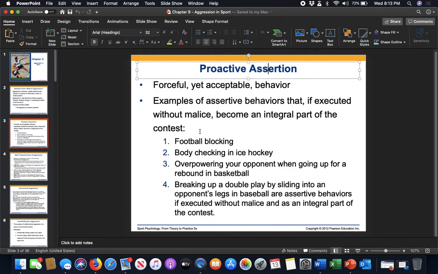So looking here, what do we see? Football blocking. Of course, it's an acceptable part of the game. A body check in ice hockey is an acceptable part of the game. Now, if that check is used with the stick and you have a cross check, that's a whole different thing. It can be body on body. Overpowering your opponent when going up for a rebound. When you come up for a rebound and your elbows are out, if you're not aggressively swinging them around, then it's part of the game. But if your elbows are there and you happen to make contact with somebody, it's part of the game. It's not like you were intentionally doing it. And then here's where the tricky part comes in.